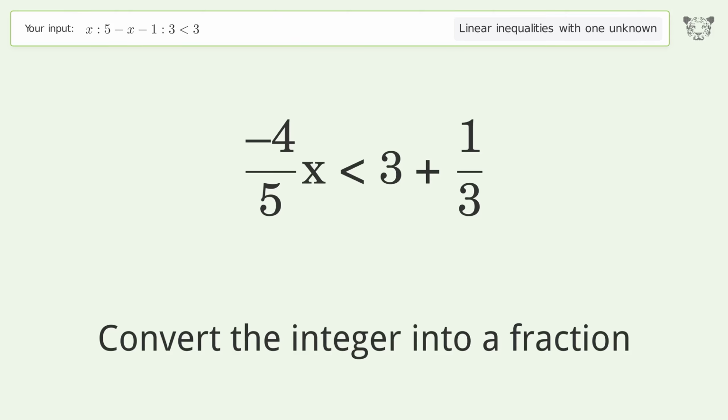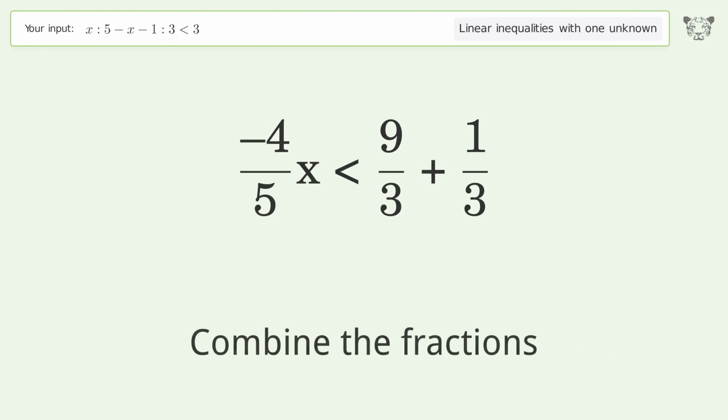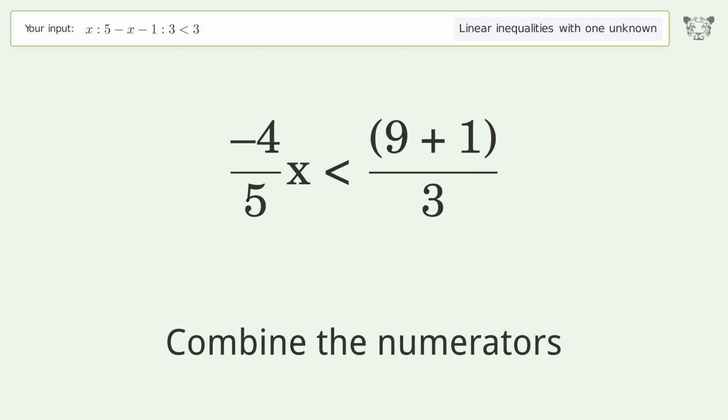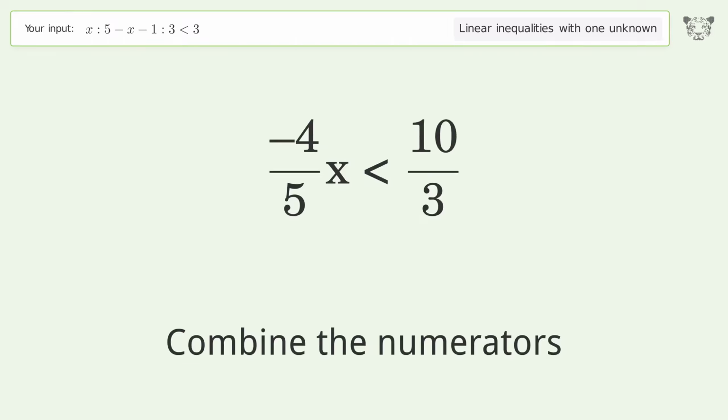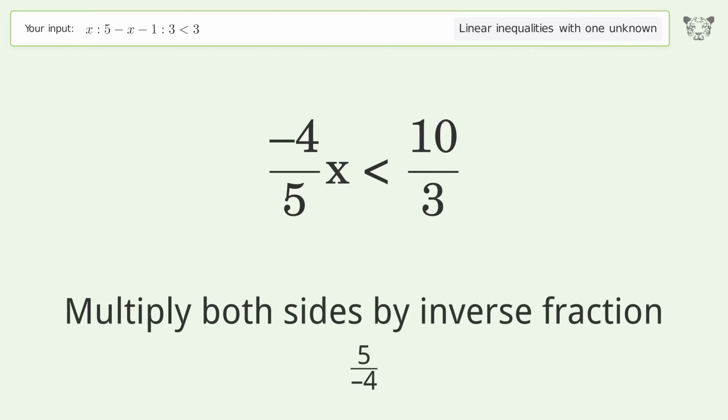Convert the integer into a fraction. Combine the fractions. Combine the numerators. Isolate the x. Multiply both sides by inverse fraction 5 over negative 4.